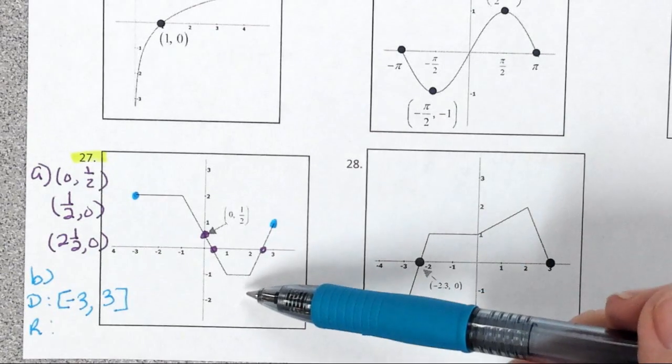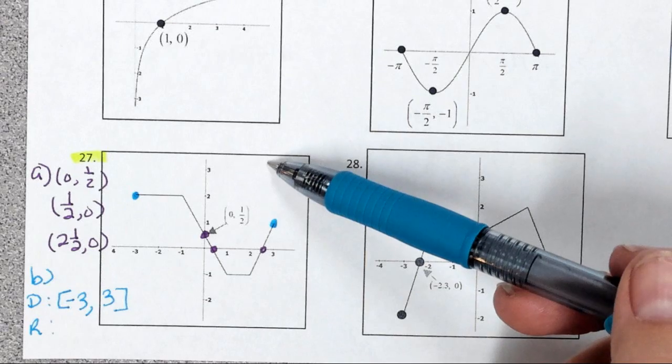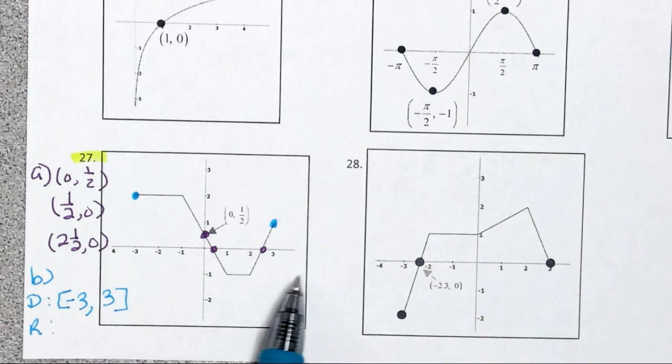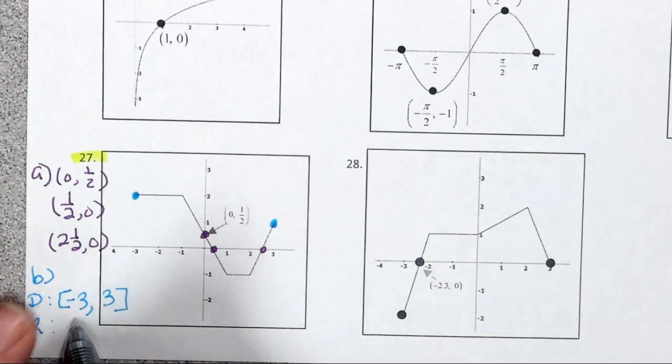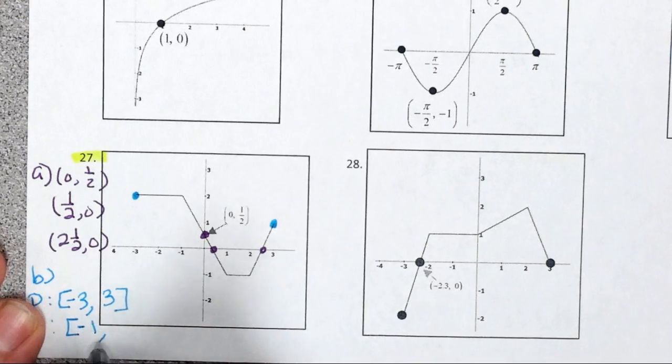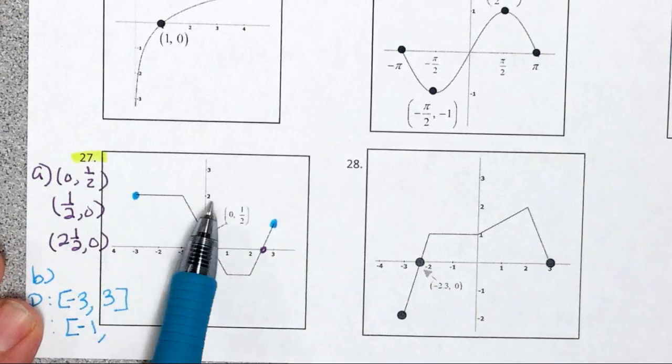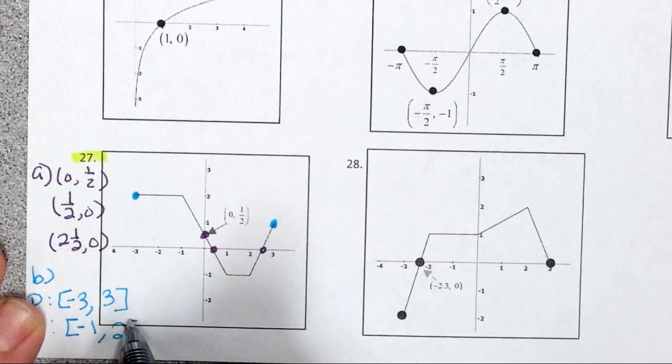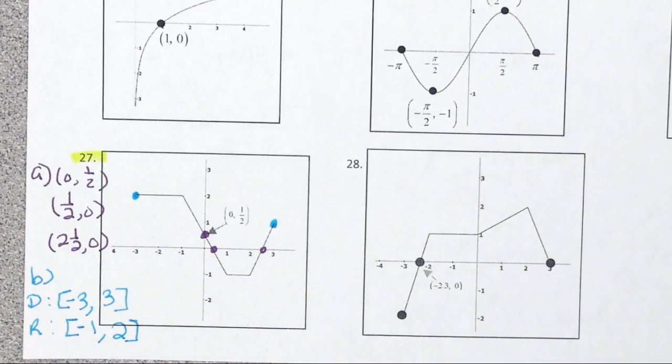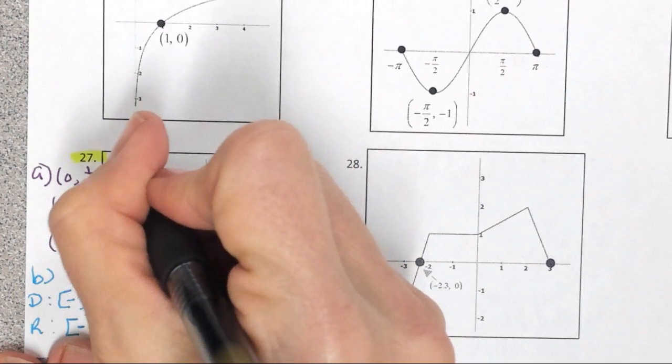When you do your range, you're going to do the lowest point to the highest point. So what's the lowest y value that I actually use? Negative 1. And because I'm using it, it's a bracket. All the way up to positive what? 2. And that part's done. Again, nothing's hard. So here comes the new piece that we just learned. It's the intervals. Okay? And I'm going to do part C right here.